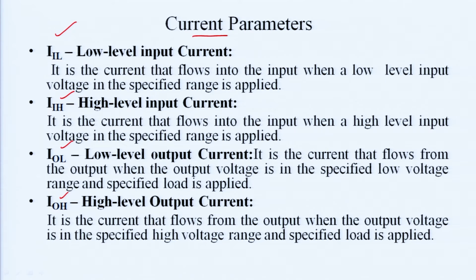IIL, the low level input current, is the current that flows into the input when a low level input voltage in the specified range is applied. Next, IIH, it is the high level input current.